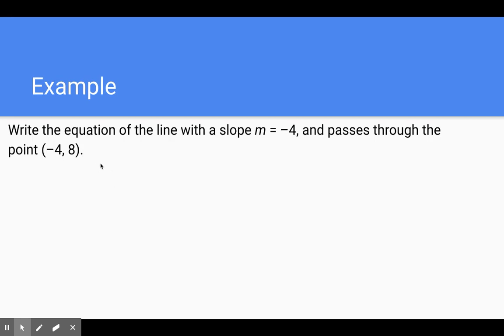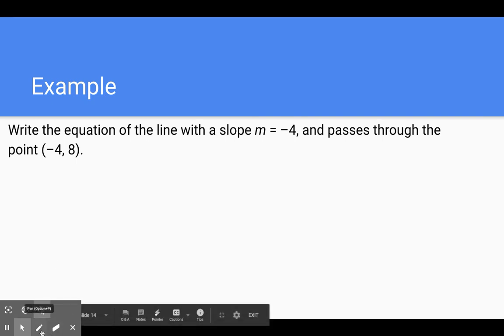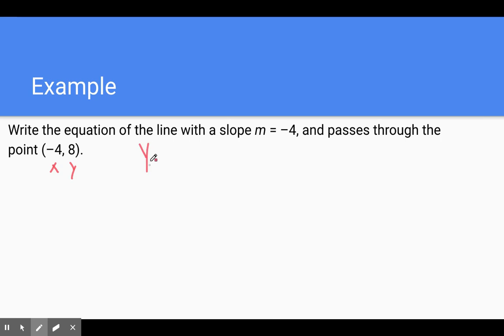So our example is write the equation of the line with slope m equals negative 4 and passes through the point (-4, 8). So remember, this is your x number, this is your y number, that's your m. If we have y equals mx plus b, we have an m, it's negative 4. We have an x number, it's also negative 4. So we're just substituting. We have a y number, it's 8. So 8 is equal to negative 4 times negative 4, and we don't know what b is, so we just rewrite that. That's what we're looking for.